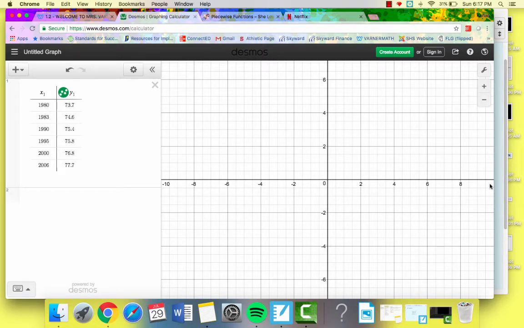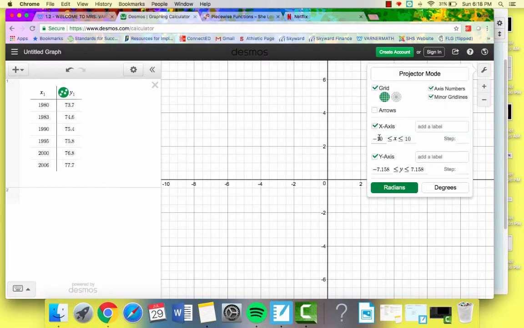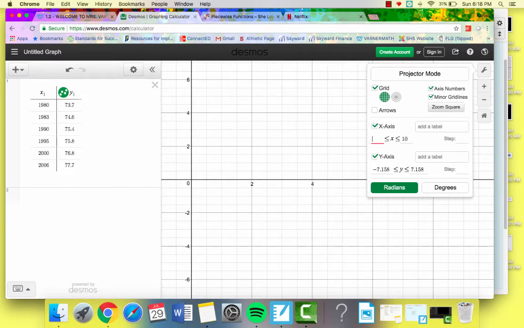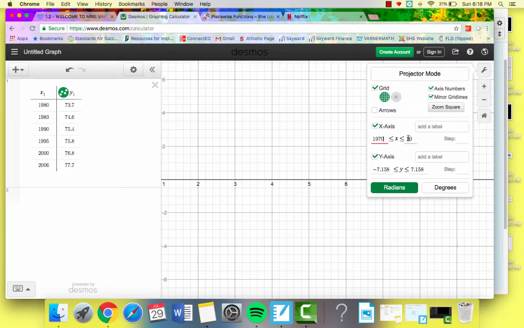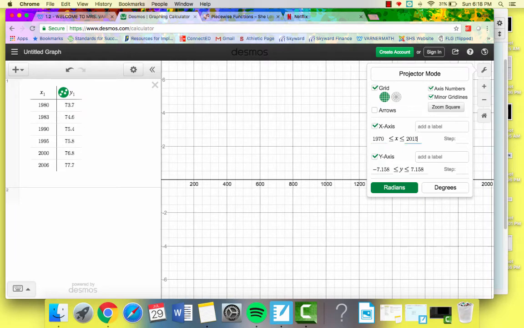So what you have to do is change your window. To do that, you're going to click on the graph settings little wrench tool here. What this tells us is that my window for my graph goes from -10 to +10. Well, my X values are from 1980 to 2006. So I need to have X values that fit this range. So I'm going to change my X value to 1970. And then my larger X value, I'm going to change it to 2015. So what I'm doing is just allowing my X values to fit this data.